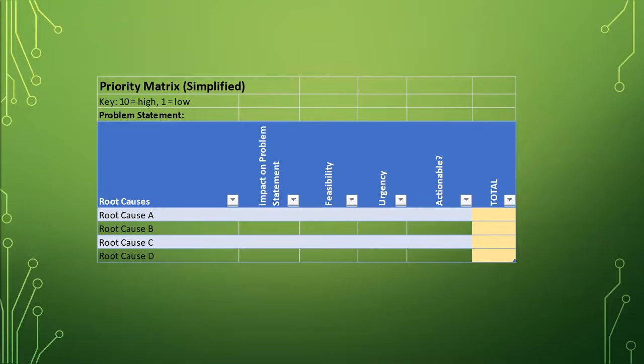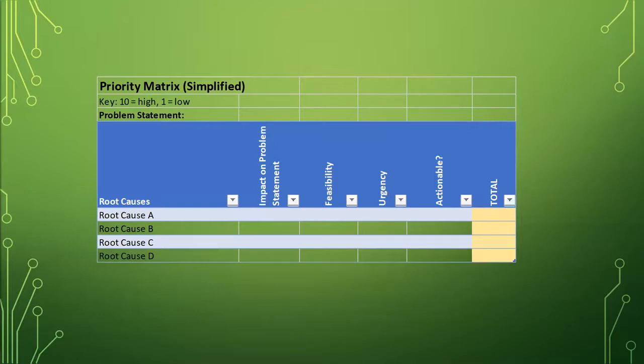If we were to solve this root cause, would it have a big impact on the problem statement that it's tied to? And then you kind of rank it accordingly. Looking at the feasibility, this is if we were able to get everything together, if we were able to get the partners that we wanted, if we could get the resources that we wanted, would we be able to do something about this? How feasible would it be to act upon this root cause?